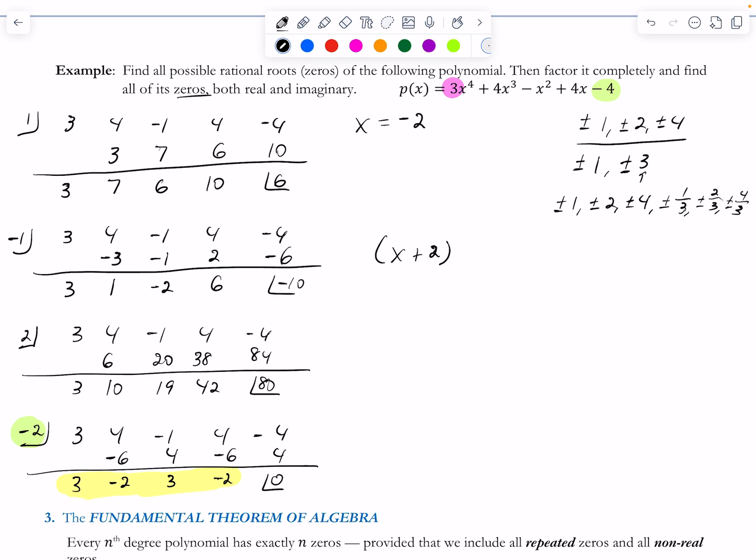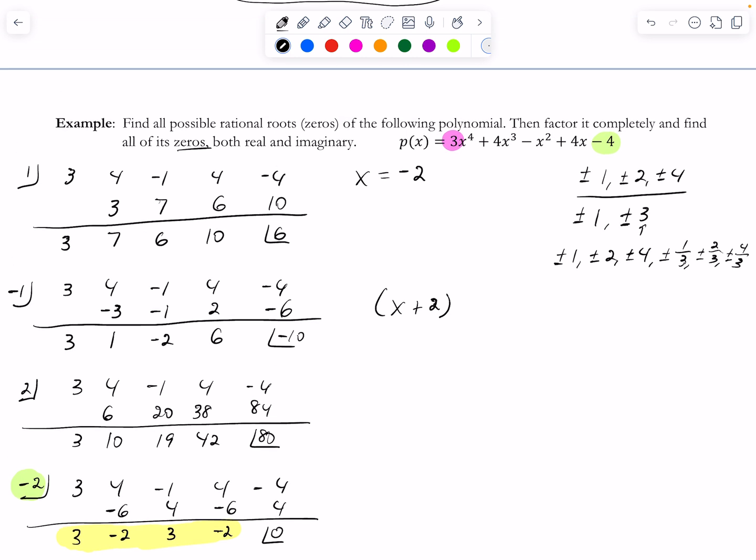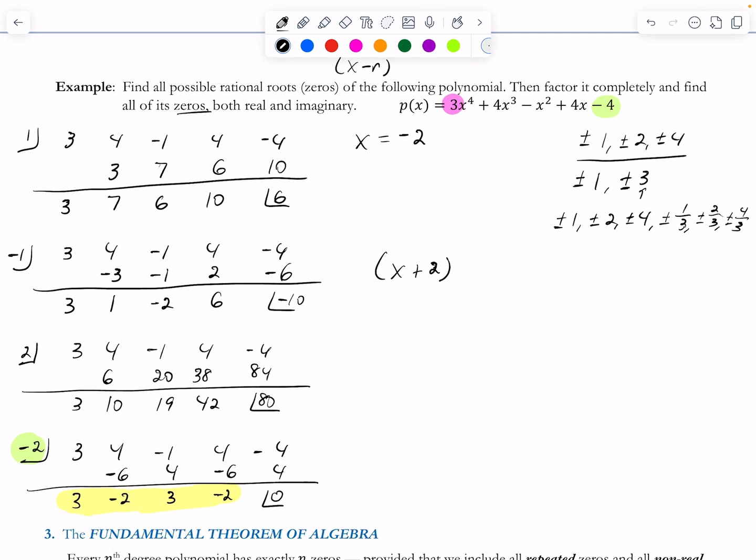Why did you change the sign? Remember, when you write things in root form, it's always x minus that root. So subtracting a negative is really addition. Now for what's remaining, I'm going to go 1 less than this exponent of 4, like we did in our practice with synthetic division.